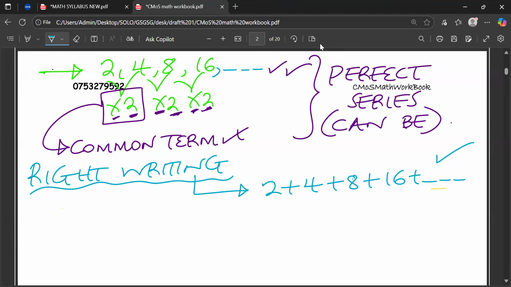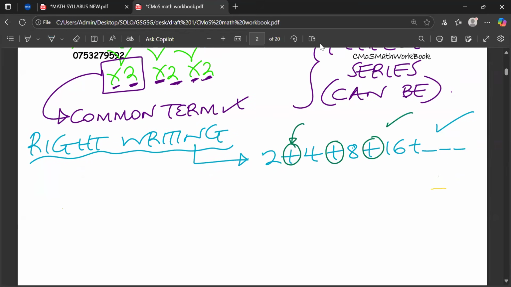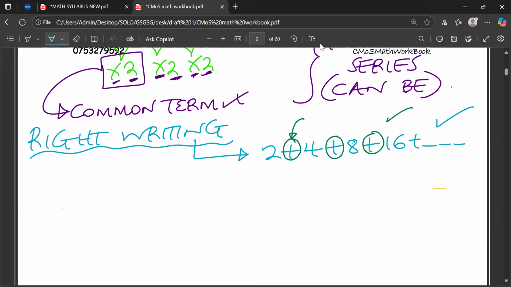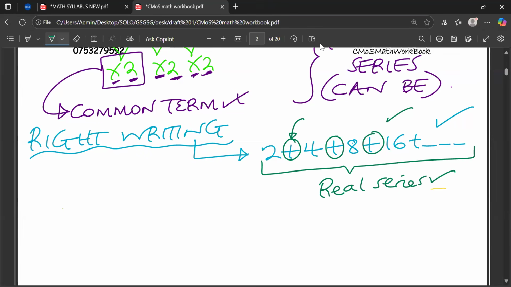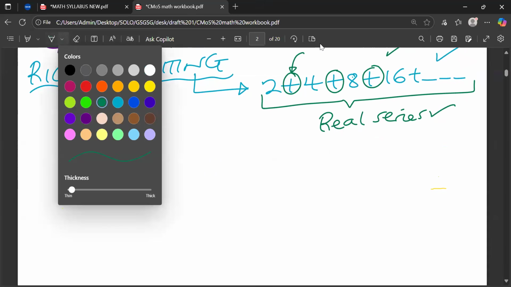We should be dealing with a common term, and instead of commas, we use plus, plus, plus. Whether the common term is being divided, whether the common term is being multiplied, we don't care. Instead of commas, that's what we use. I hope it makes sense. The other one that we had, I think it was a plus 4. So now this one is the perfect, the real series. That's how they should look. Then there is the other one.